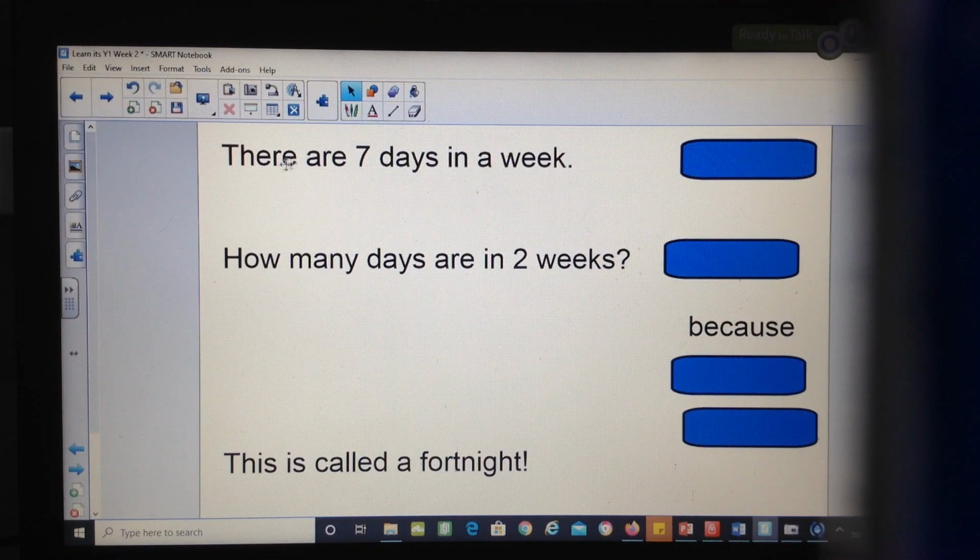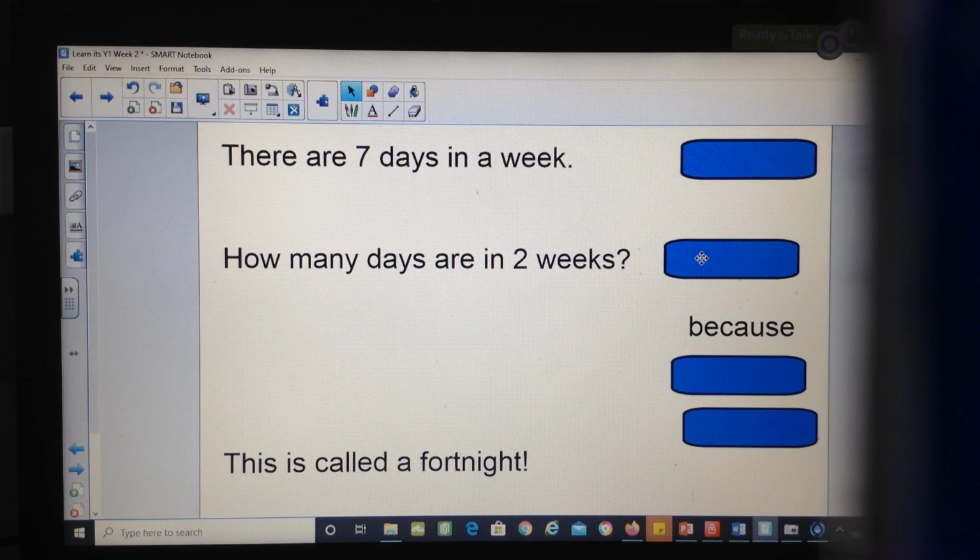Now then, there are 7 days in a week. Did you know there are 7 days in a week? Count them. There's Sunday, Monday, Tuesday, Wednesday, Thursday, Friday, Saturday. 7 days in a week. So if there are 7 days in a week, how many days are there in 2 weeks?